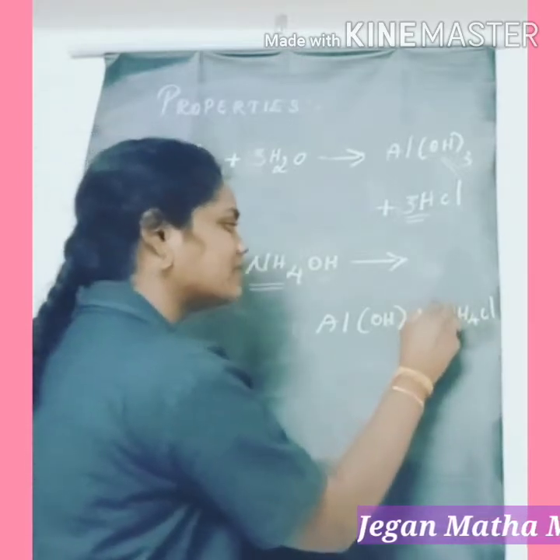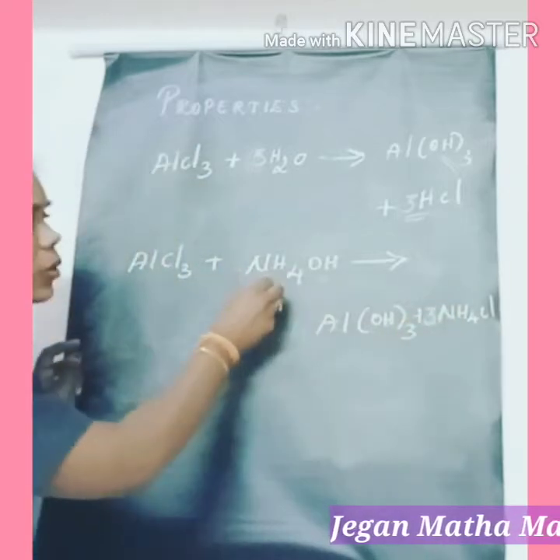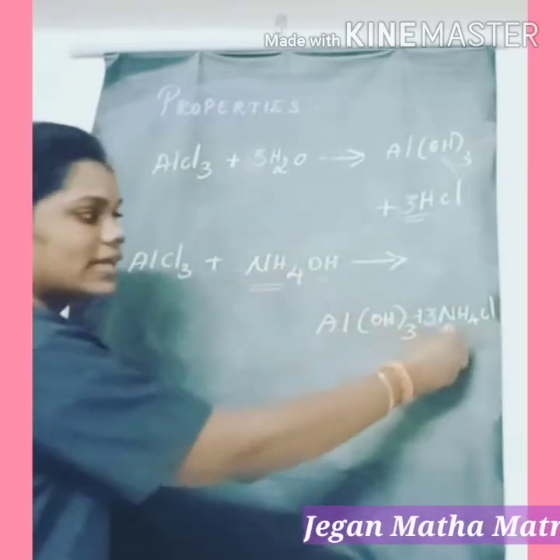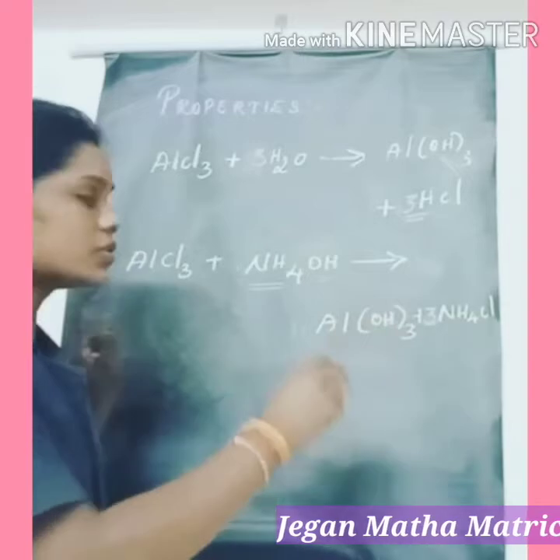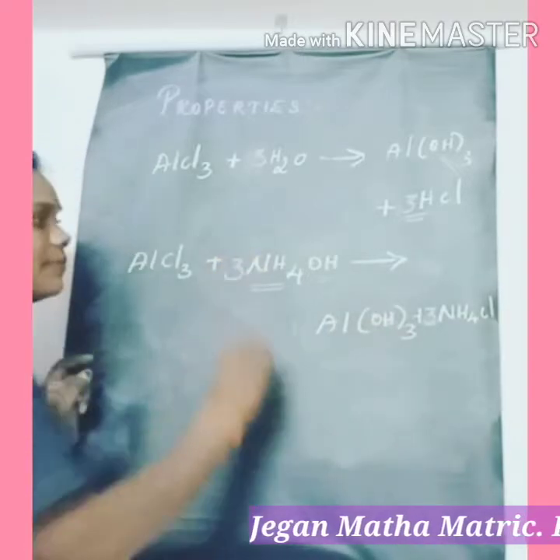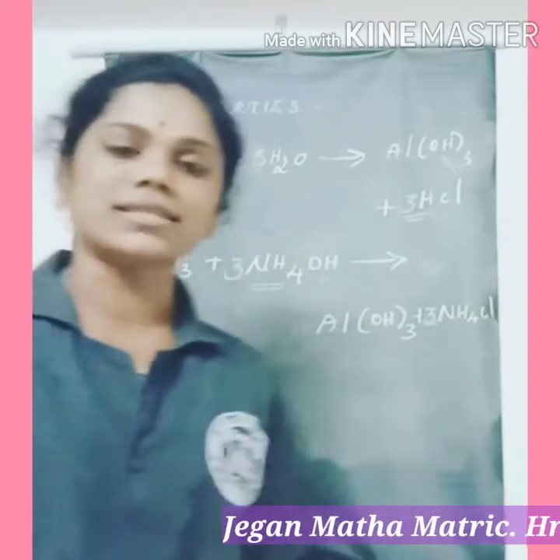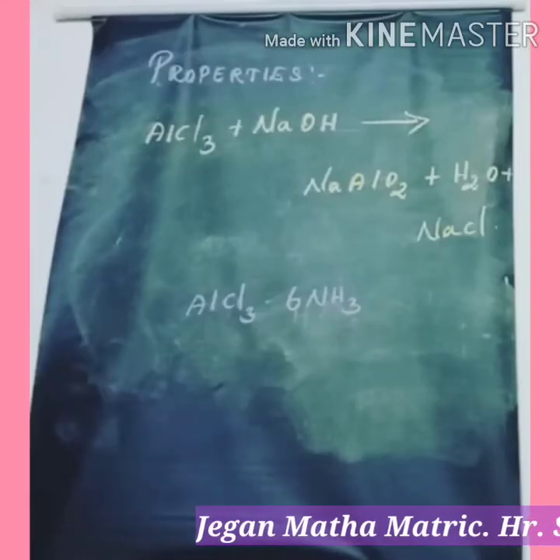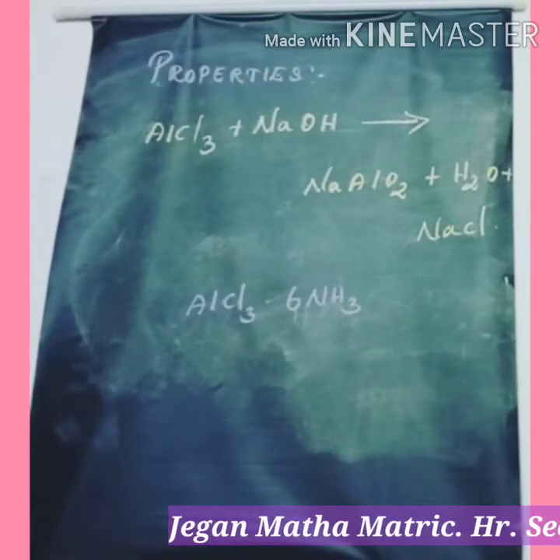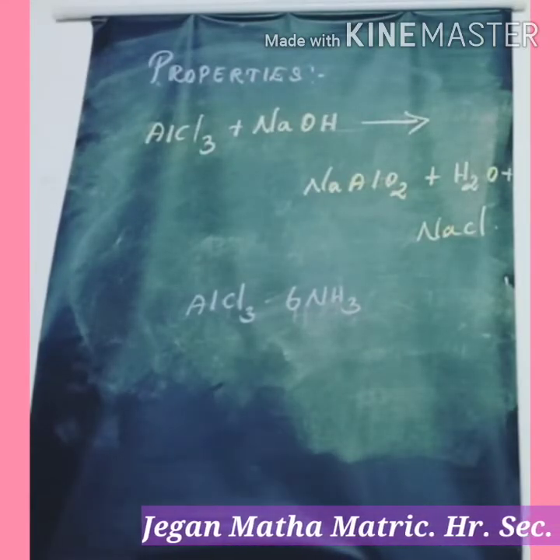So I put 3 times of chlorine here. So now ammonium here 1 time. So here ammonium is 3 times. So 3 times of ammonium. Now equations are balanced. With excess of sodium hydroxide, it produces metal aluminate.